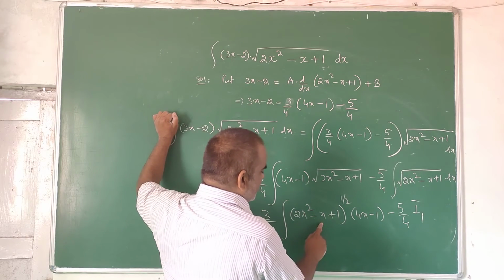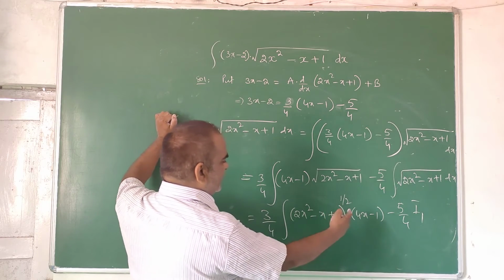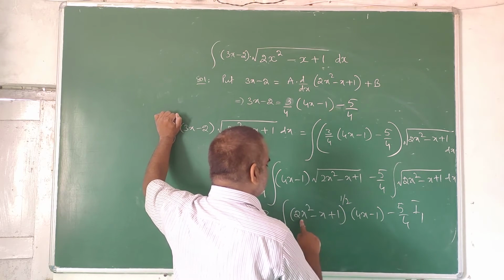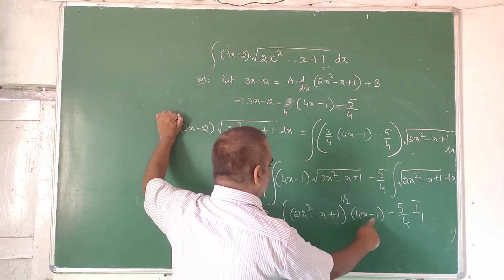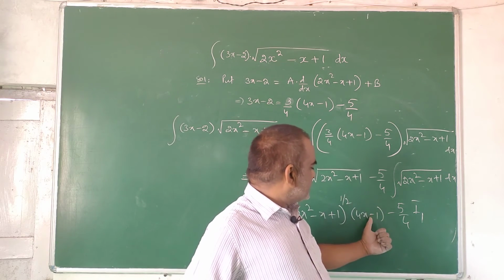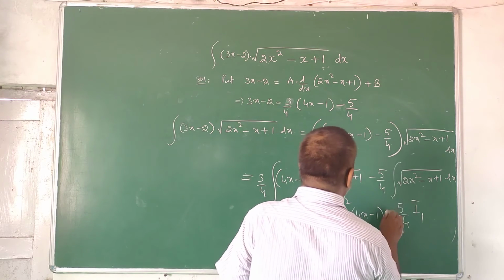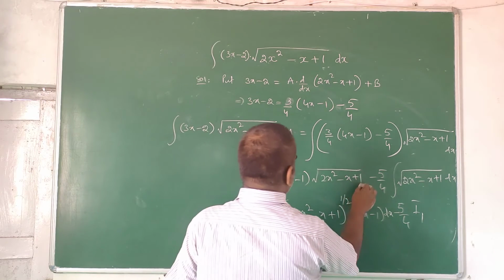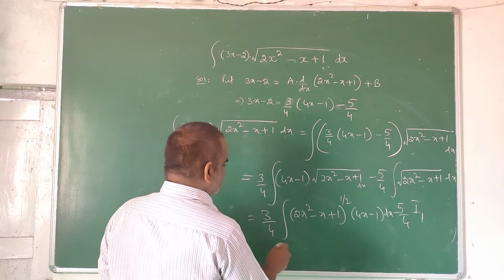Now this is in the form of integral f power n x, whose derivative is 4x minus 1. You see, 2x square minus x plus 1 derivative is 4x minus 1. So this is in the form of integral f power n x f dash x dx. So integral f power n x f dash x dx is equal to f power n plus 1 by n plus 1.